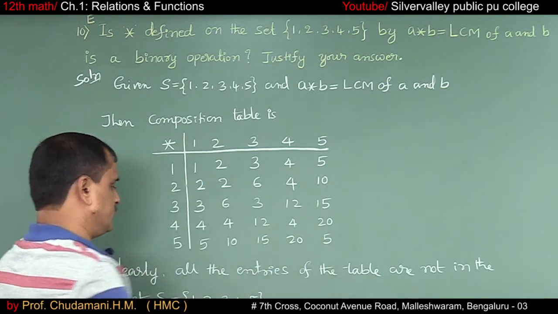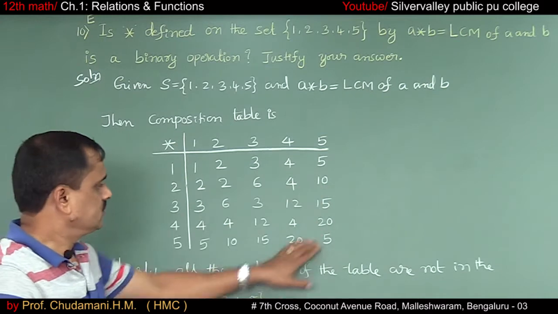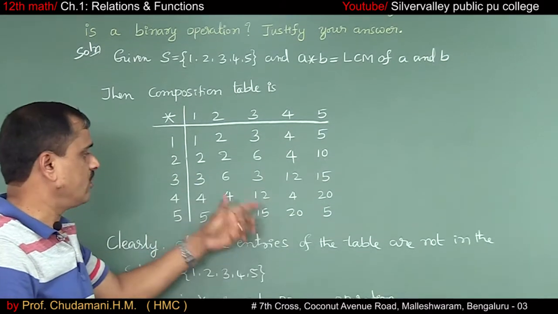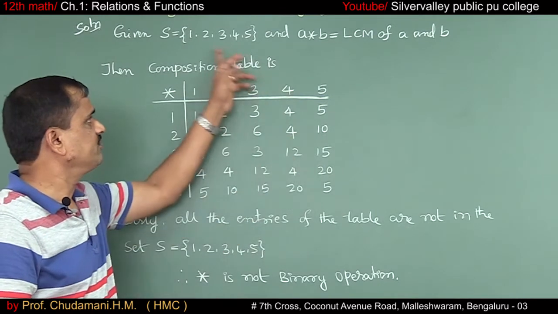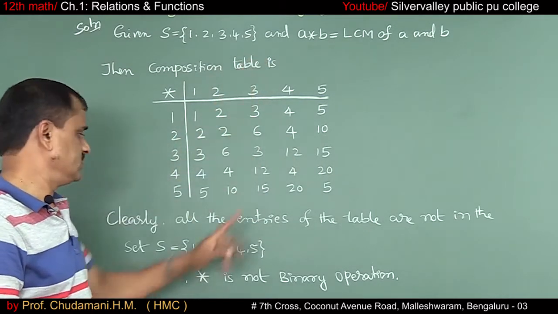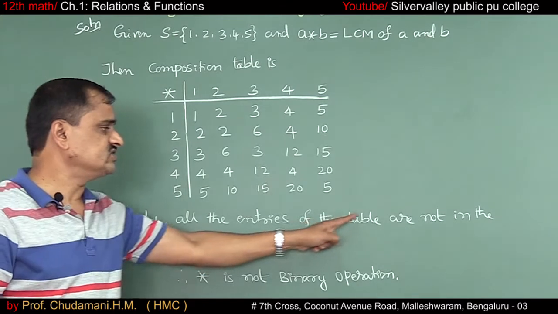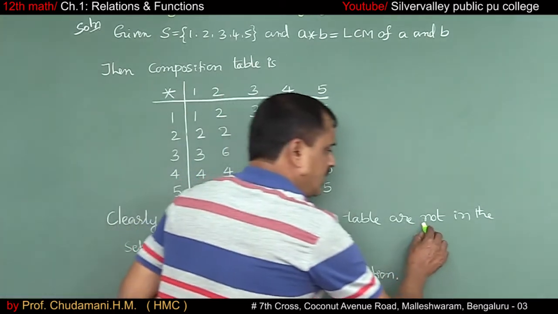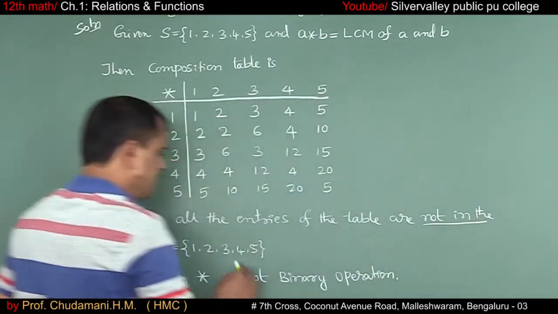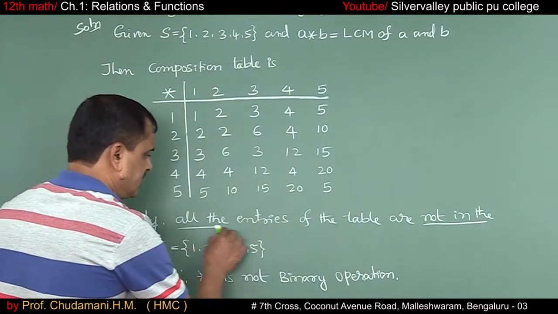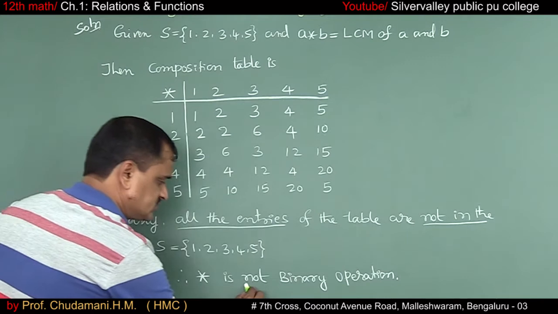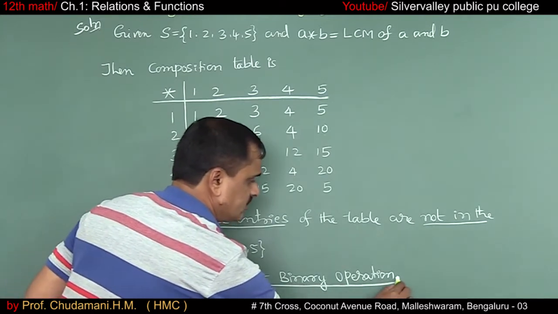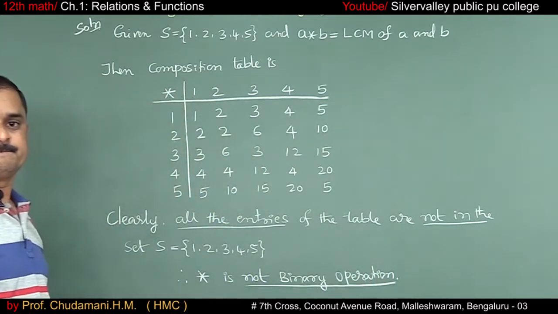See, the elements in the composition table, 15, 12, 20, do not belong to the set. So, not all the entries in the table belong to the set. Therefore, star is not a binary operation.